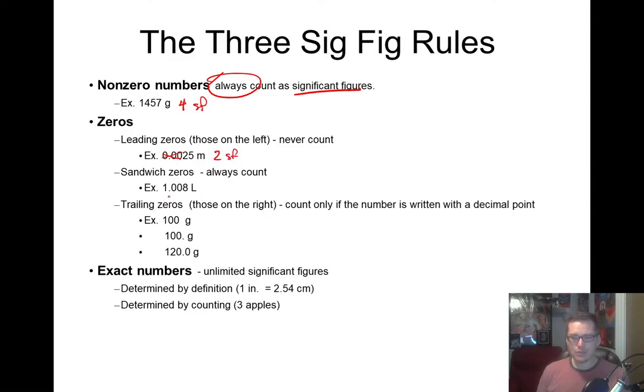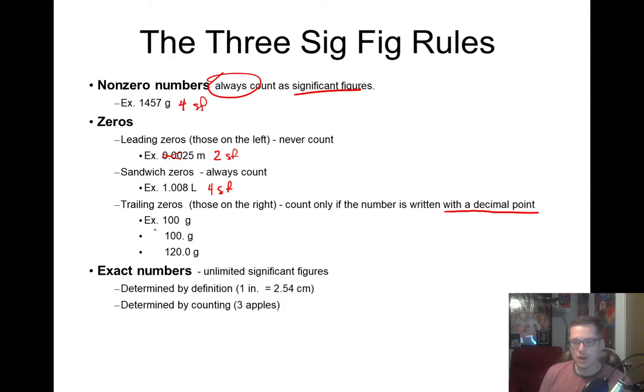Okay, sandwich zeros, or zeros that are between numbers, are always significant. So these zeros here, they're not leading, they're sandwiched because there's a 1 here and an 8 here. So these are sandwiched. So this guy here has 4 sig figs in total. Okay, now this is where life gets more exciting. Trailing zeros only count if the number is written with a decimal point. Okay, so trailing zeros, so these are zeros after numbers.